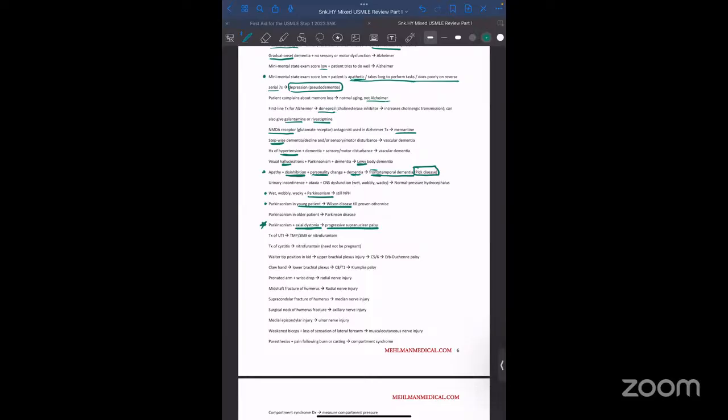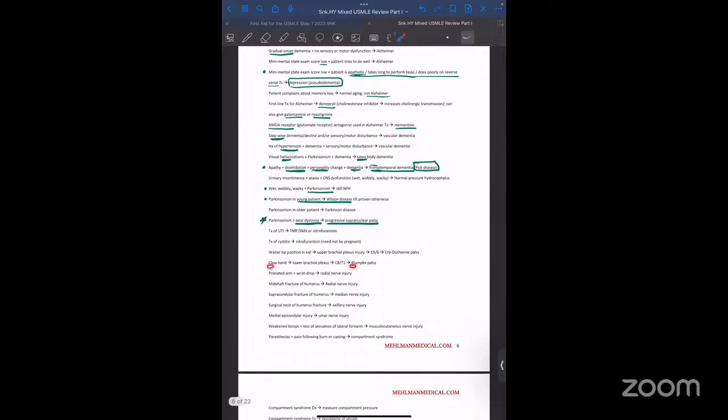Waiter's tip position in the kid. Yes, this is upper brachial plexus injury, C5, C6, abduction palsy. Claw hand, lower brachial plexus, C8-T1, Klumpke's. Yeah, we've studied this in Step 1. So, waiter's tip is abduction. Claw hand is Klumpke's. They're not going to say waiter's tip. You have to identify it based on the physical examination.